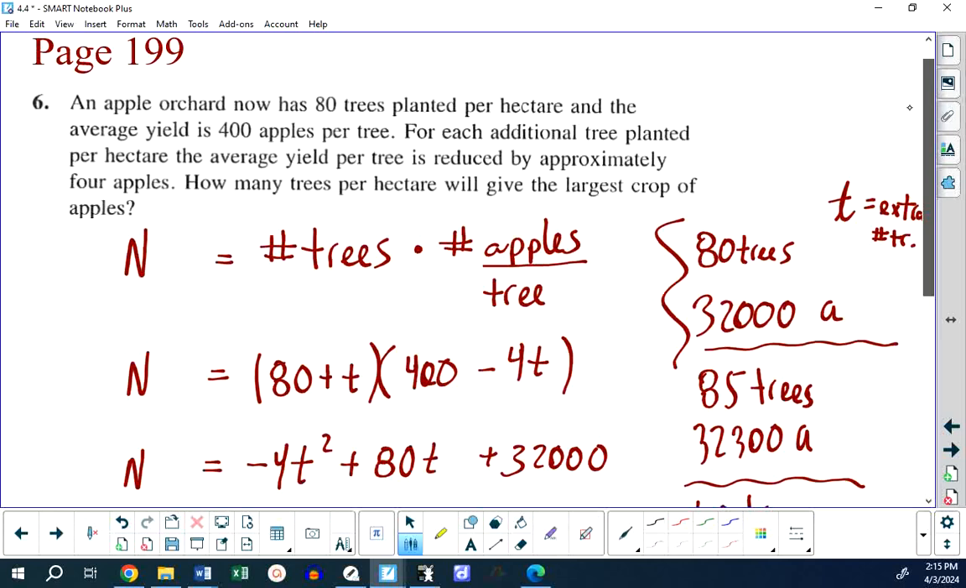In other words, on an exam, a numerical response question would probably say, how many additional trees does this person need to plant per hectare? Is that okay? Okay. Any other questions?